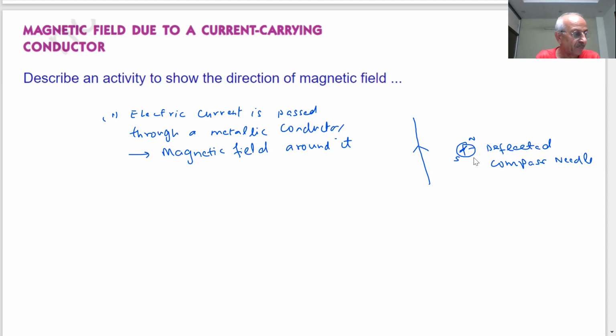Now the question is, what type of field is there? There are magnetic lines of force, as we say, and this is a straight conductor. Can we determine the pattern of the magnetic field which is produced around this wire when electric current is passed? This pattern will depend on the shape of the conductor. So what experiments are done?